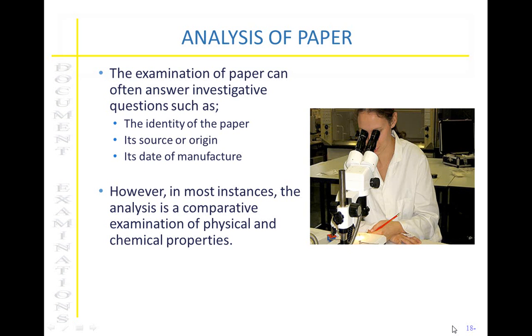The analyst may also have to perform analysis on paper samples. Usually they're asked to determine the identity of the paper, if they can determine the source or the origin of the paper and the date of the manufacturer. However, in most instances, this is going to be a comparative examination of the physical and chemical properties of that document or the paper itself, so known samples would have to be required.